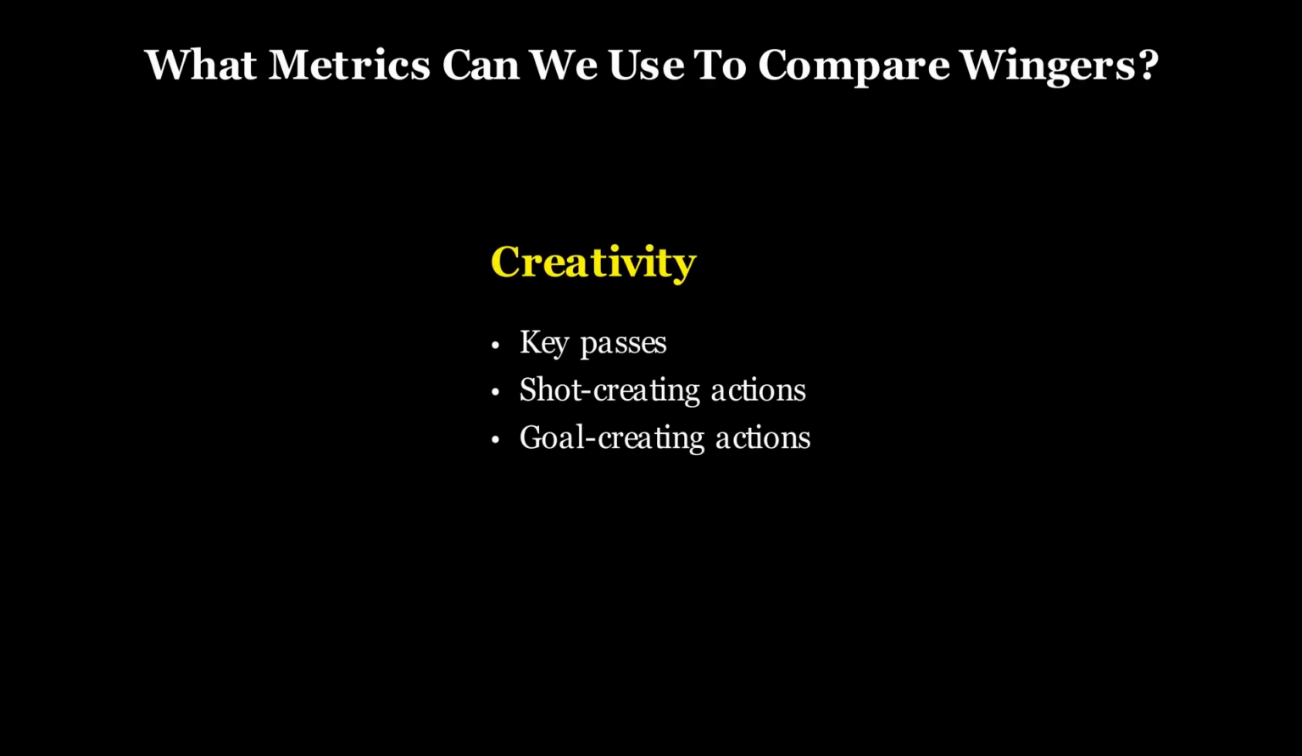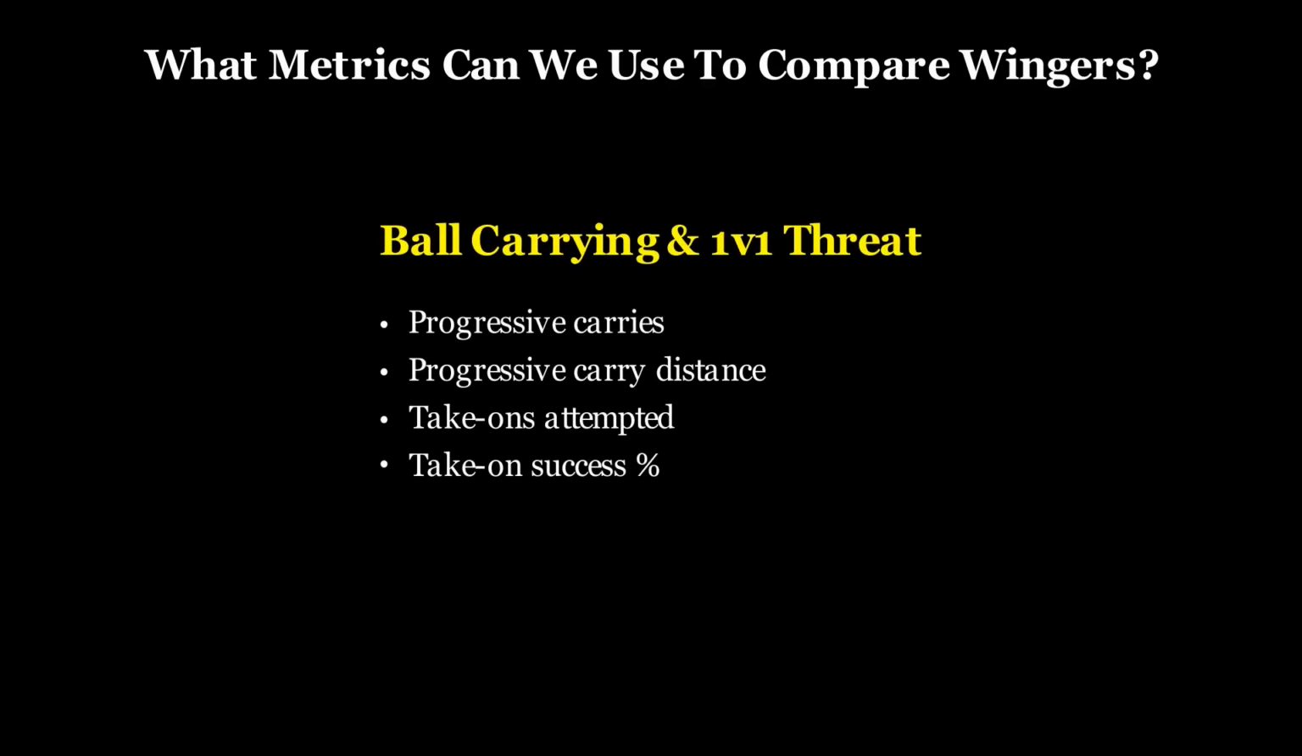Next is creativity. Key passes, shot creating actions, and goal creating actions tell us which players are responsible for turning possession into chances, even if they're not the ones taking the shot. Ball carrying and one versus one threat. Progressive carries, carry distance, and take ons measure which players consistently move the ball forward and destabilize defense on the dribble.